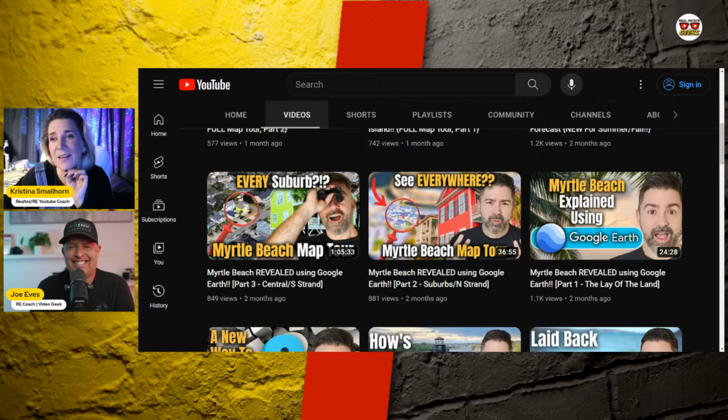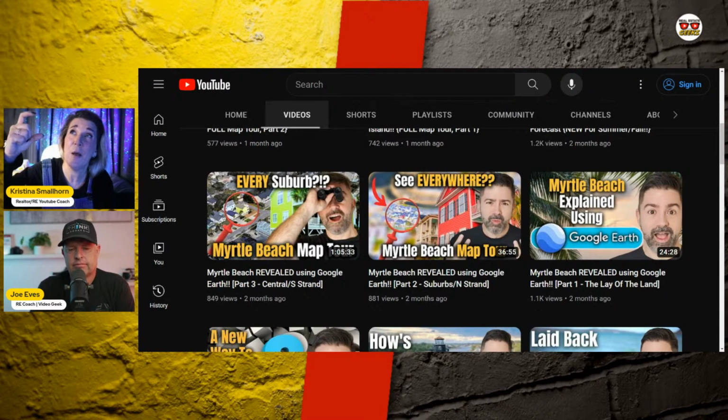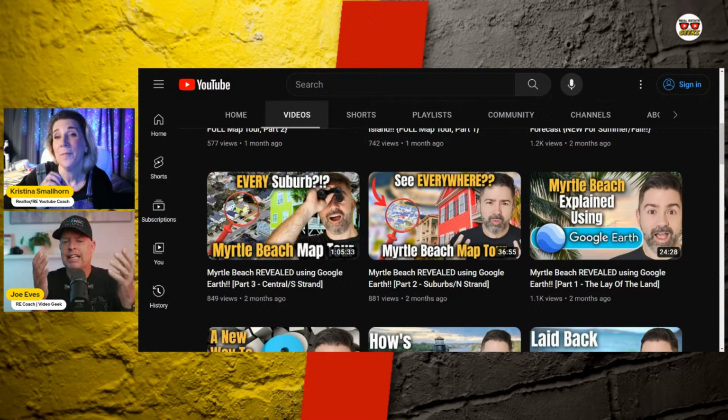So the Myrtle Beach reveal using Google Earth. If it was me, because you're using Google Earth, I would have shown the Earth with one of those push pins in the spot, with a house right where it's at. You don't even have to have that house. It could be anything. It's just imagery. It's saying the same thing without having to say anything.